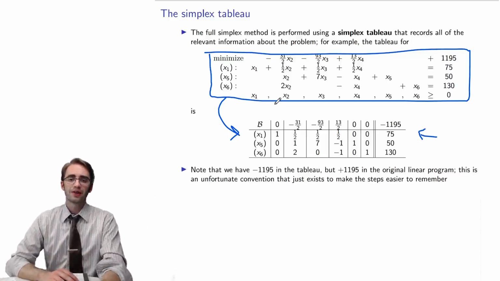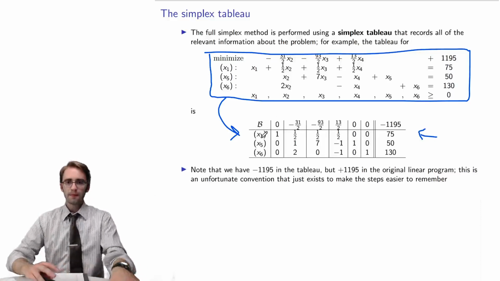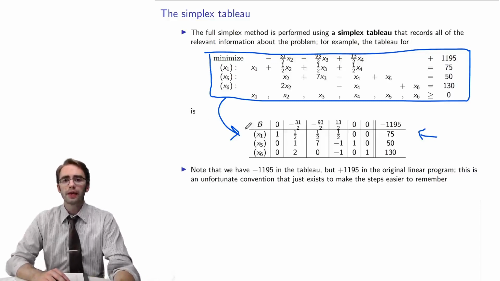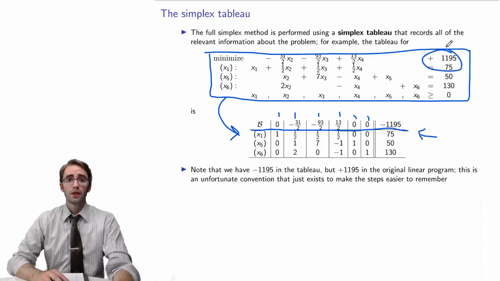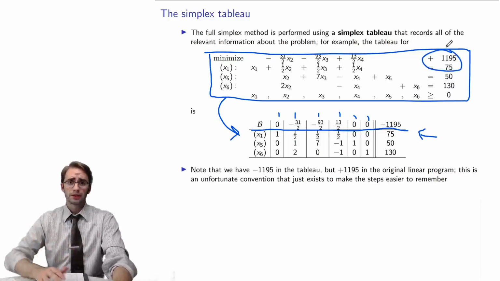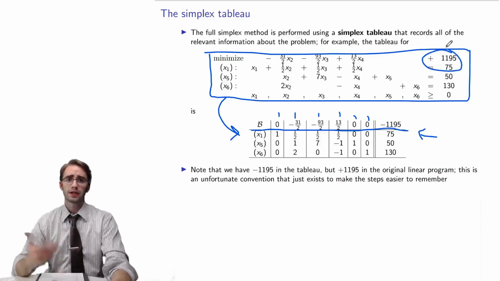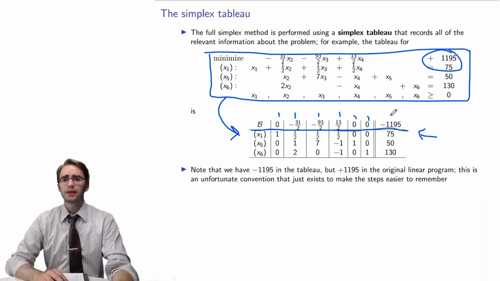And so what you do when you write a simplex tableau is the following. You have a table, and you write a little separator, or a line, because the first row of this table is just the objective function coefficients. So that's 1, minus 31 on 2, minus 93 on 2, 13 on 2, and a 0 and a 0. And notice here I've got a plus 1195. That just happened to be what the constant term was for my objective function when I did the manipulation. But you'll notice down here I write negative 1195.